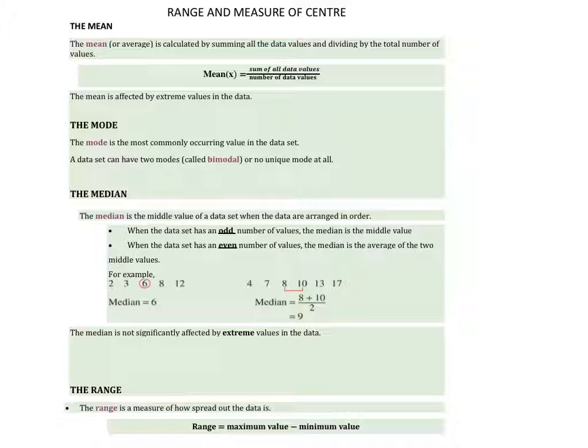Once we've displayed our raw data into a graph, either a column graph or a histogram, maybe a stem and leaf plot or a dot plot, we need to start talking about our information. One of the most common things we talk about is the measure of centre. There are three measures of centre: the mean, the mode, and the median. Now, let's start with the mean.